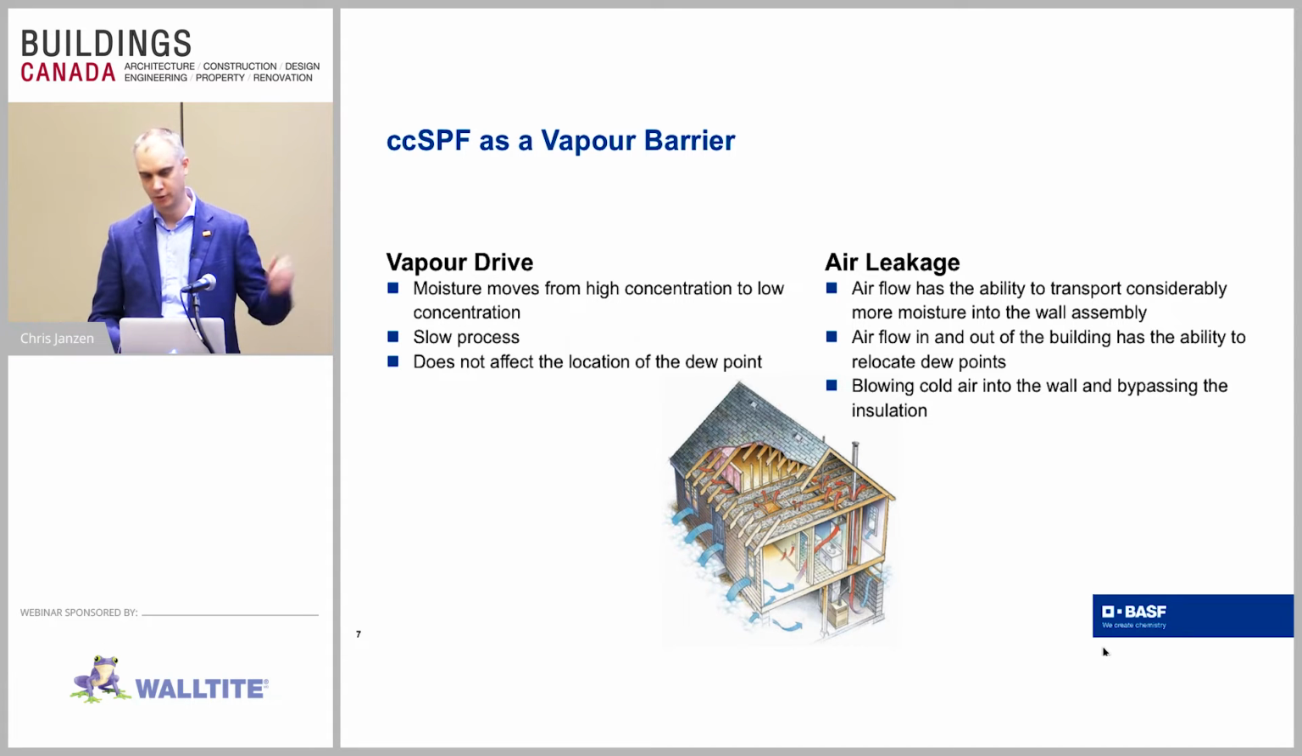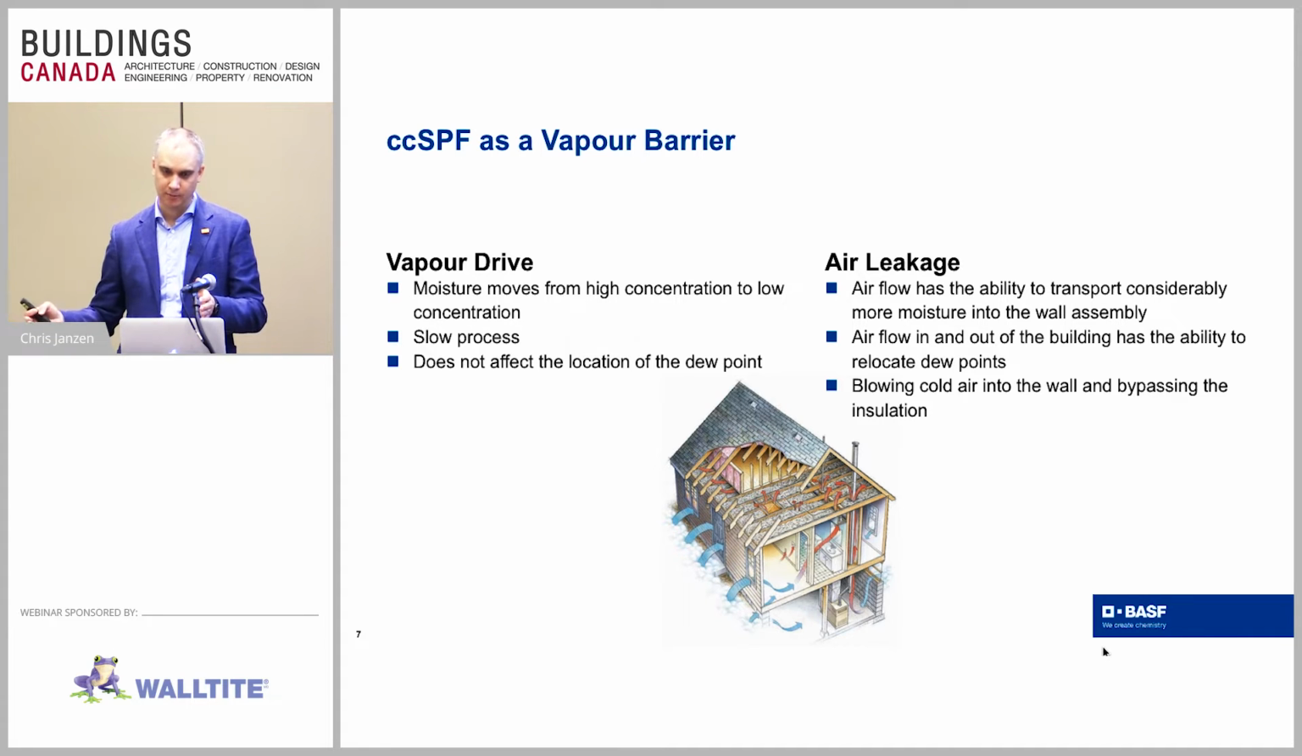And there's research done by the National Research Council about 40 years ago that shows that basically air leakage accounts for about 1,000 times more moisture movement across the wall assembly than a vapor drive does. So it can move a lot more moisture into that wall assembly with air leakage, and it can also relocate that dew point. When you do your calculations, where's your dew point going to happen? It's usually happening somewhere within that insulation in a typical wall cavity.